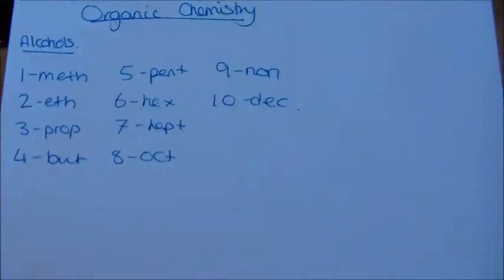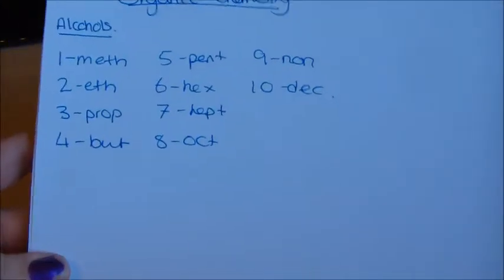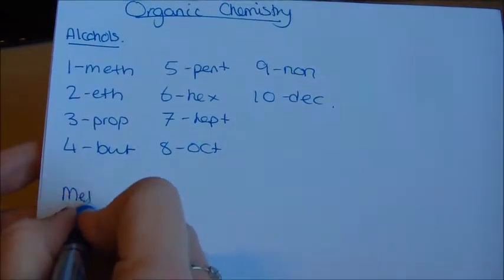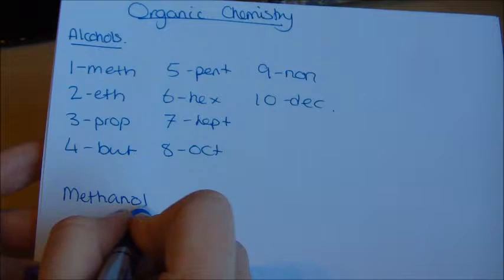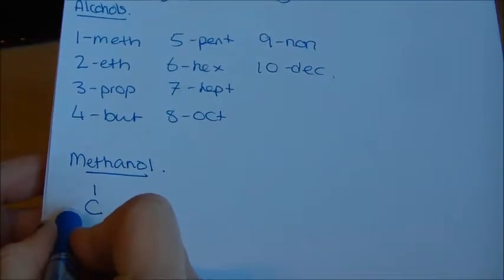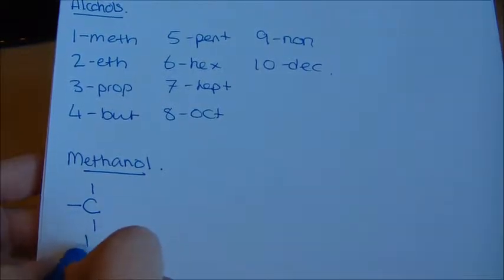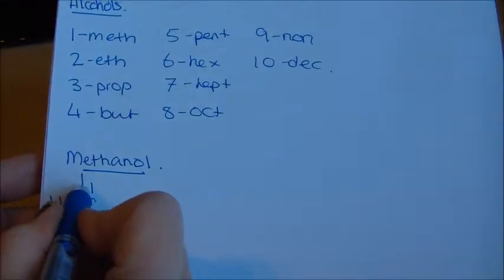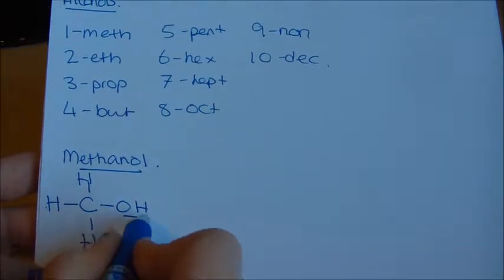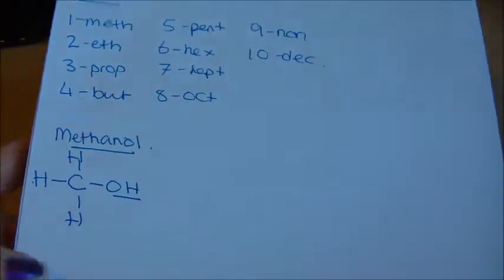So, if I give you an example of an alcohol, we'll use them in order. So meth, so it would be methanol. This would be C with 3 H bonds, and then the fourth bond would be the OH, which would make it an alcohol.